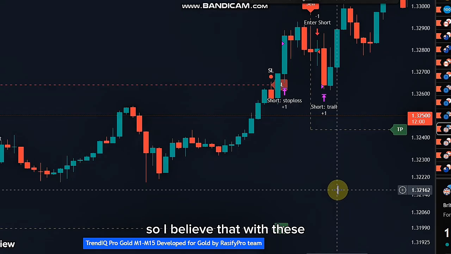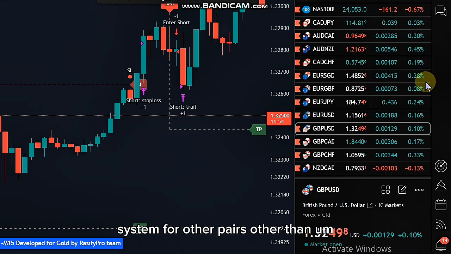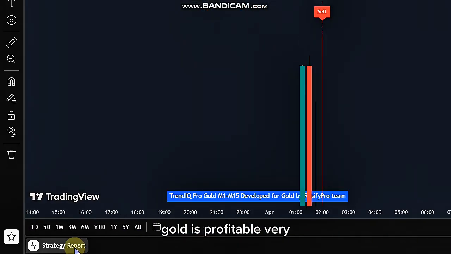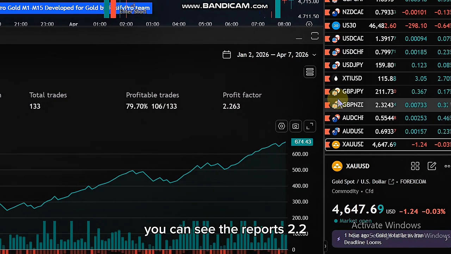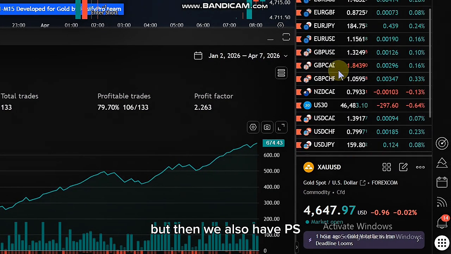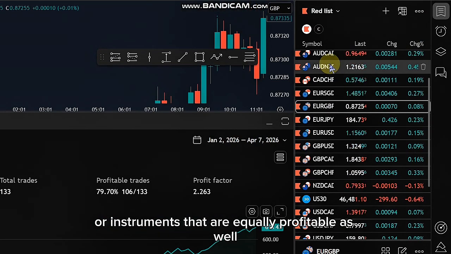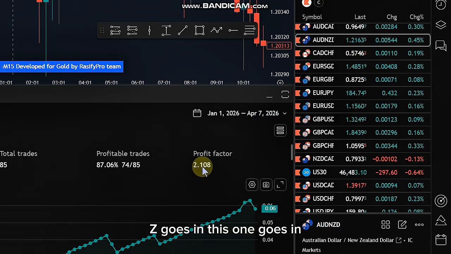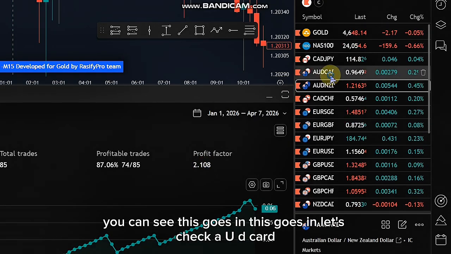So I believe that with this you've understood how to use the TrendIQ system for other pairs other than gold alone. So like I said, gold is very, very profitable. You can see the reports, 2.2, but then we also have pairs or instruments that are equally profitable as well. All right, so this one doesn't go in. AUDNZD goes in. This one goes in. You can see this goes in. This one goes in. Let's check AUD card.